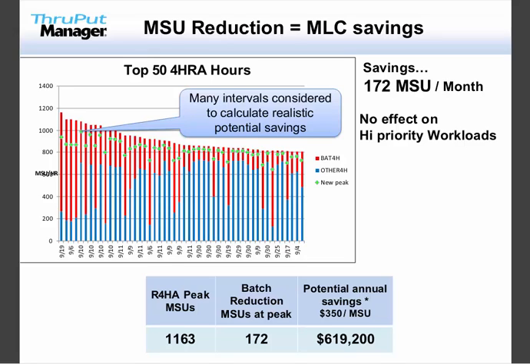You can't just look at the number one peak in a given month and figure out what you could save. That wouldn't work. But as you can see in the example here, you are talking about a significant amount of money once again. And we do find most of our customers see a return on investment in 8 to 12 months based just on IBM monthly license charges.